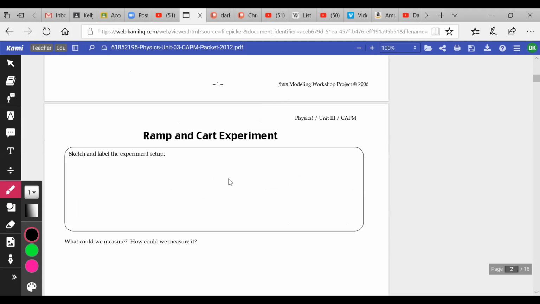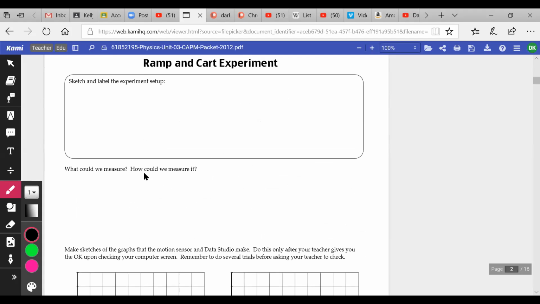So if we were actually doing the lab, we could sketch the setup. We don't have to do that here. We've pretty much answered these things. What can we measure? What's the first thing, or one thing that we can measure again? Anybody? Acceleration. We can measure acceleration, and what way could we measure it? Let's think of a way, how could we measure it?